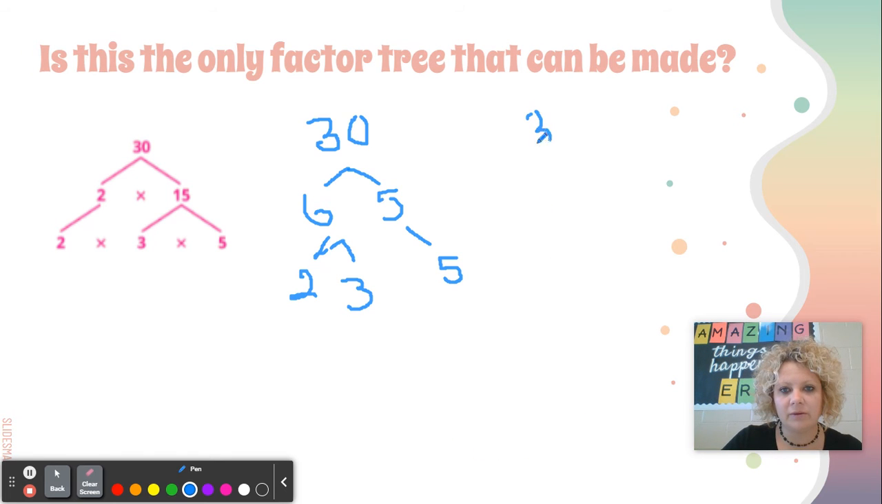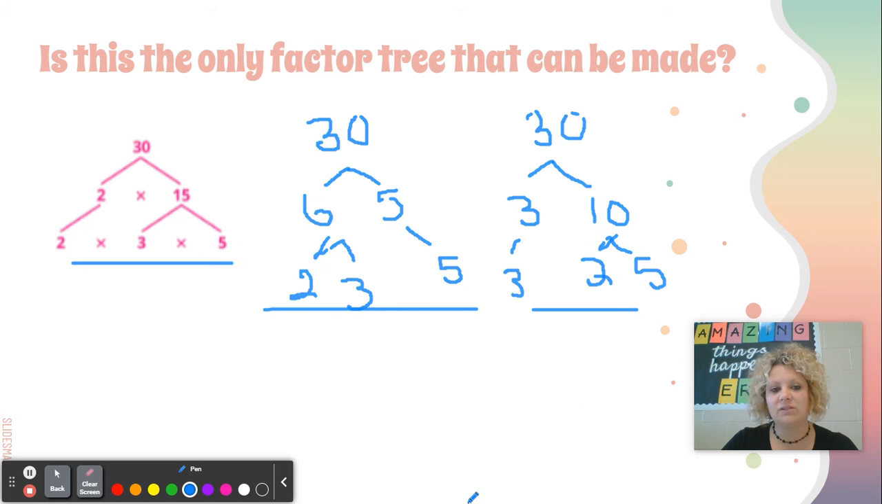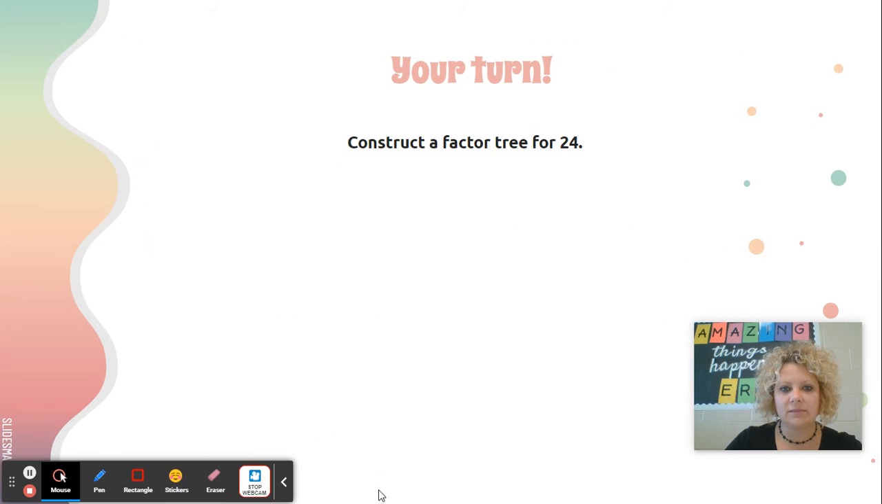The other one that you could have gotten was you could have done 3 times 10, and 3 is prime, so we're going to leave that one here. And then we're going to find the factors of 10, which are 2 and 5. But again, 3, 2, and 5 are the same for all 3 of these. So you could have had a factor tree that looks very different, but they all have the same prime factorization. Our goal is to get to those prime factors. All right, let's clear this one and go on to the next one.